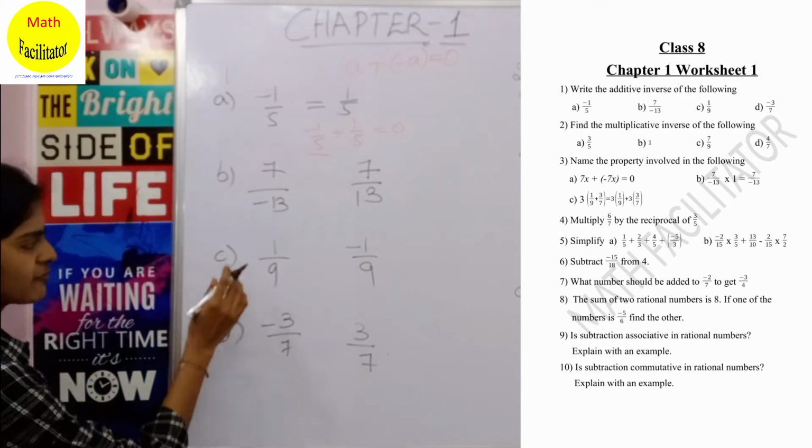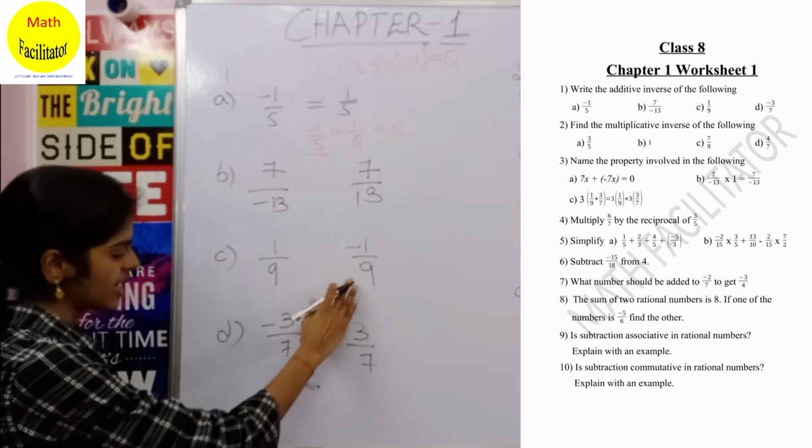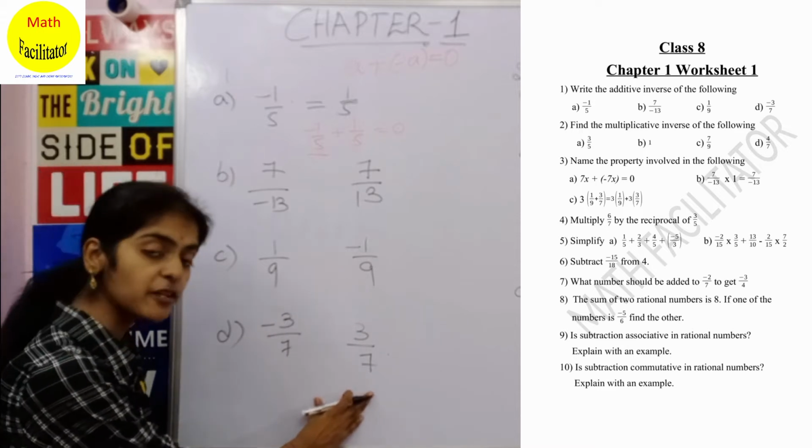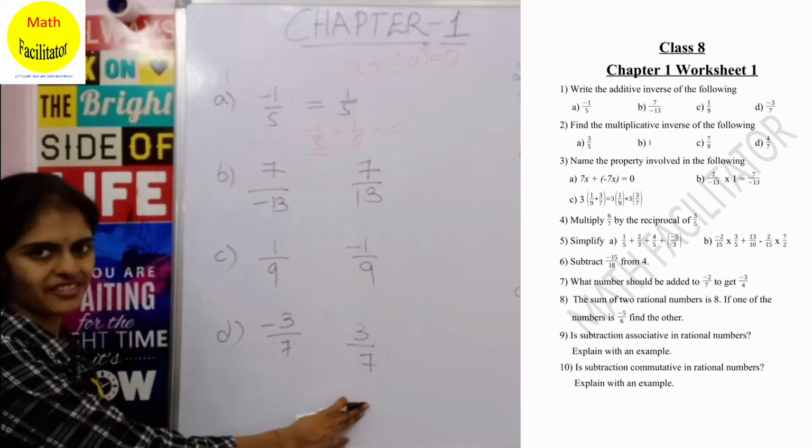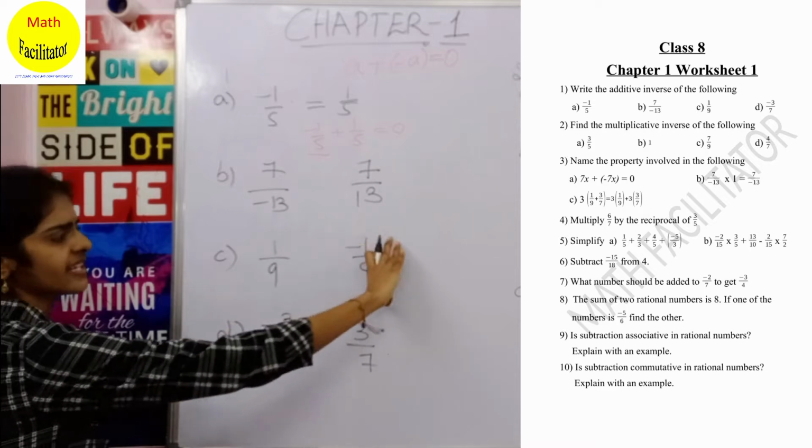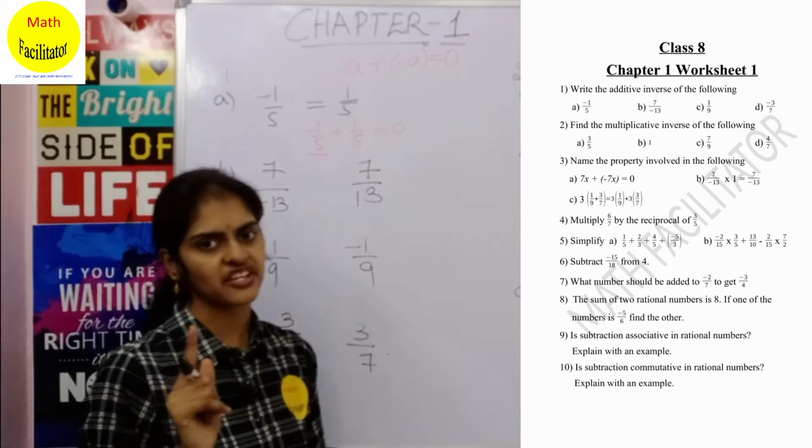So if you have plus, you will change it into minus. If you have minus, you will change it into plus to get the additive inverse of a number. And the number you will write as it is. Clear? Only you will change the signs.